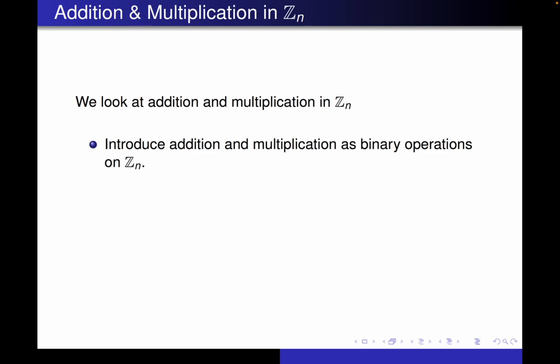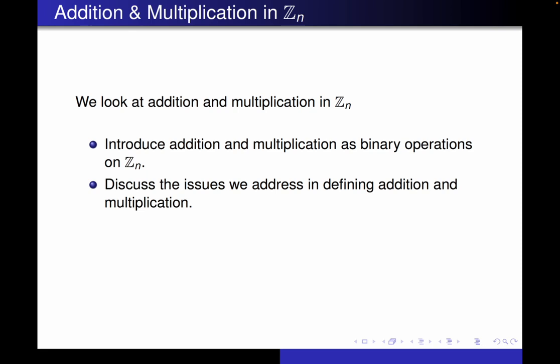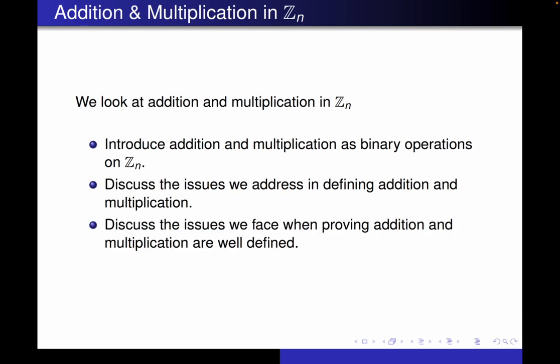We've had a chance to look at some of the issues involved in binary operations, and now we're going to see how binary operations work on Zn, in particular addition and multiplication. So we're going to introduce what addition and multiplication look like as binary operations on Zn. We're going to discuss some of the issues we addressed in defining them. And finally, we're going to look at some issues that we face when proving that the addition and multiplication that we define are actually well defined.